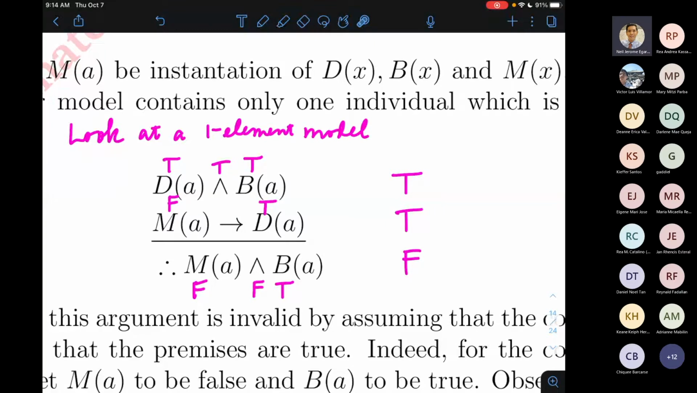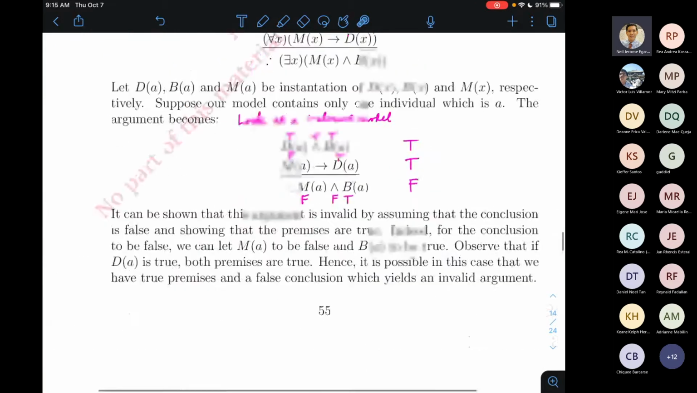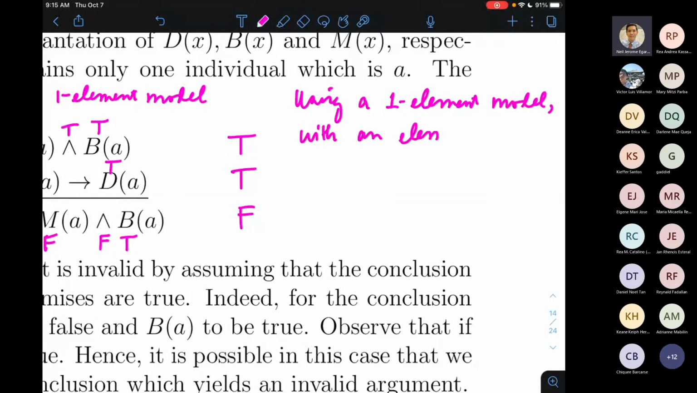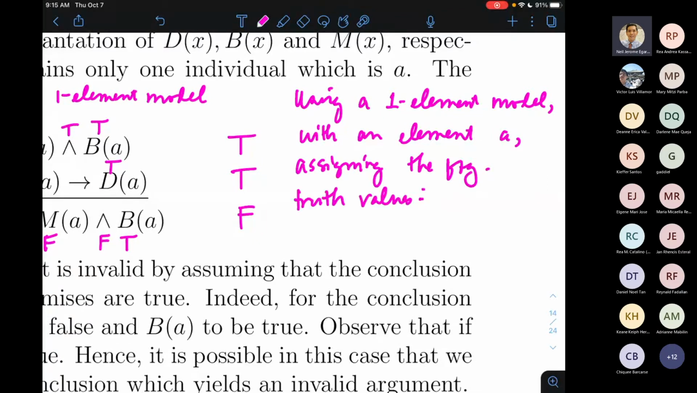So in order to formalize your proof, kailangan nyo lang i-specify yung findings natin dito, yung analysis natin dito. You can say that probably, sulat ko na lang dito. So using a one-element model, with an element A of the domain, then we can assign the following truth values. So specify nyo lang, ano yung mga truth values dun sa mga propositions, right? So mga specified propositions para maging true implying false.